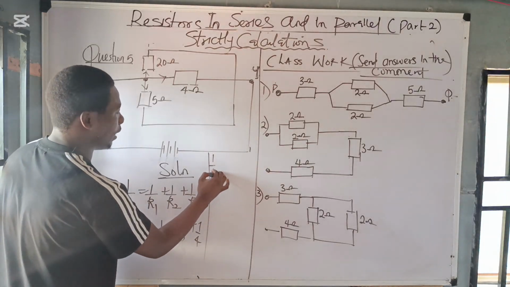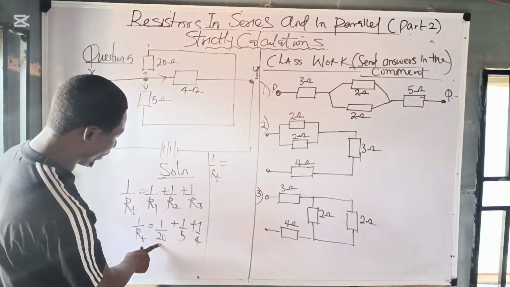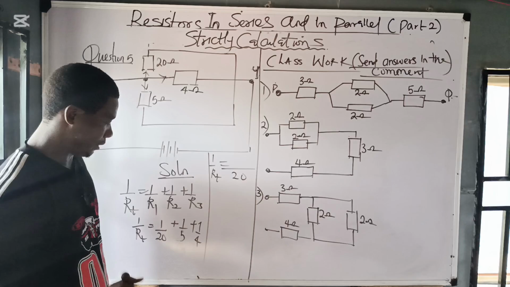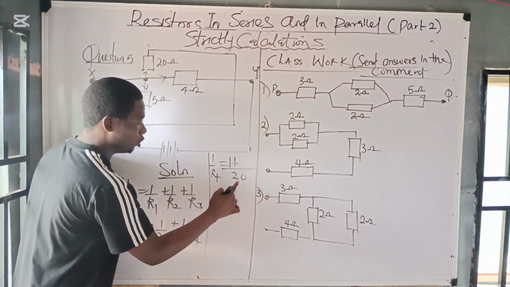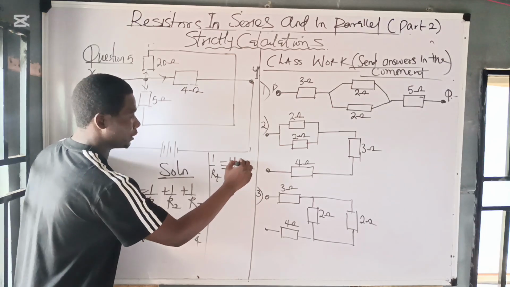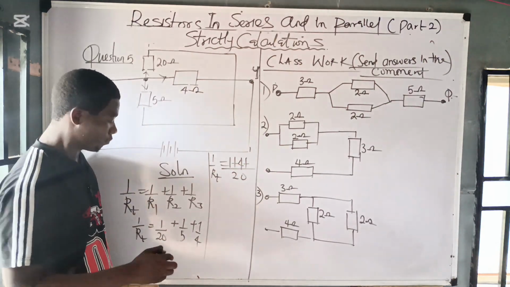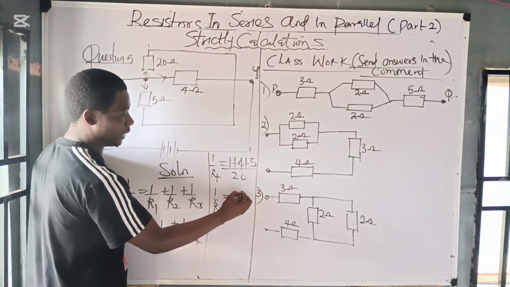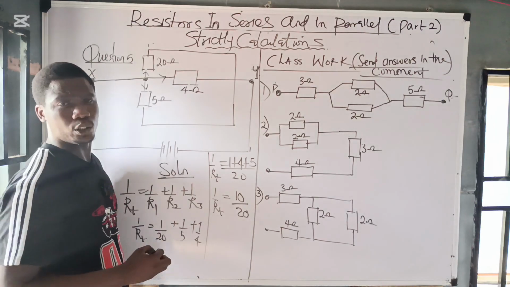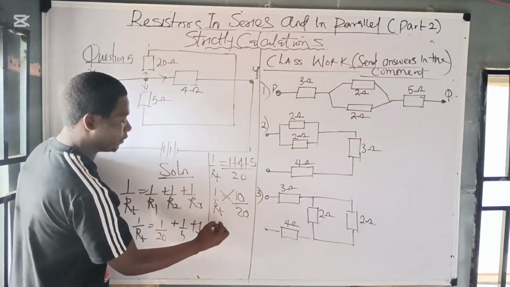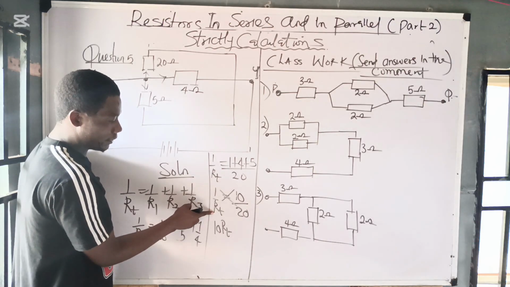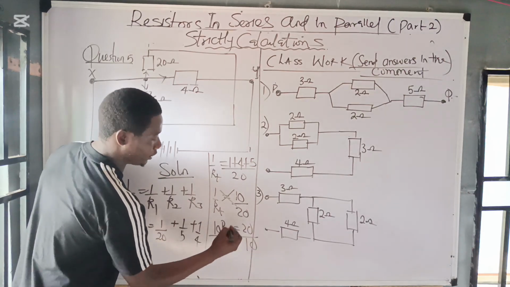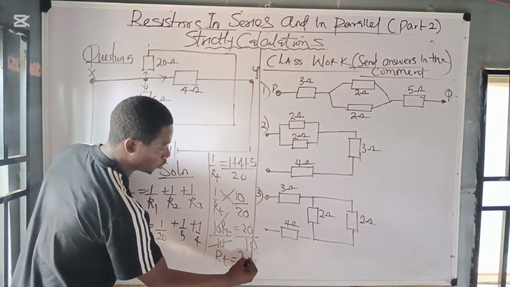We'll do 1 over R total equals the LCM of 20, 5, and 4, which will give us 20. So 20 divided by 20 is 1, times 1 is 1. 20 divided by 5 is 4, times 1 is 4. 20 divided by 4 will give us 5, times 1 is 5. So 1 over R total is equal to 10 over 20. So what do we simply do? Cross multiply. We now have 10 RT equals 20 times 1, 20. Then we divide both sides by 10. This cancels this. R total is equal to 2 ohms.